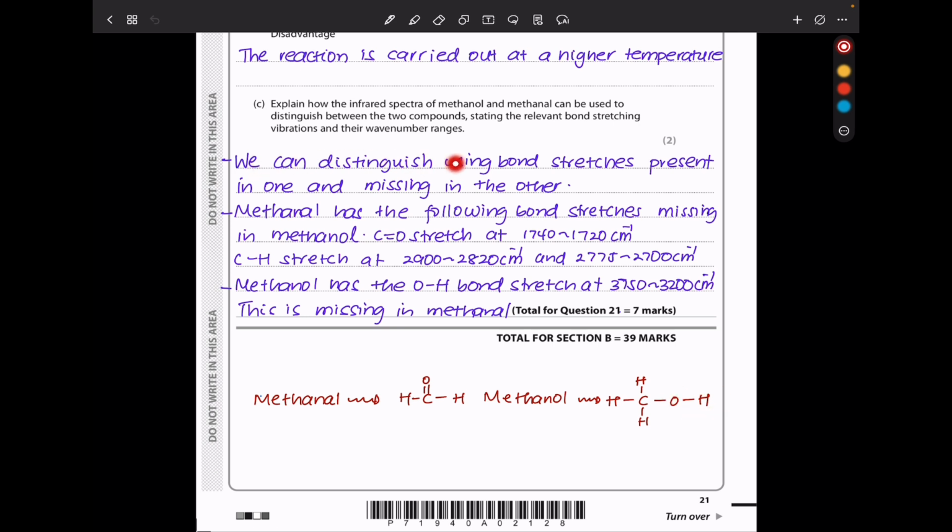So I said we can distinguish using bond stretches present in one and missing in the other. Methanal has the following bond stretches missing in methanol. It has the carbon-oxygen stretch at 1740 to 1720 per centimeter, the carbon-hydrogen stretch at 2900 to 2820 per centimeter, and 2775 to 2700 per centimeter. Methanol has the oxygen-hydrogen bond stretch at 3750 to 3200 per centimeter, and this is going to be missing in methanal.